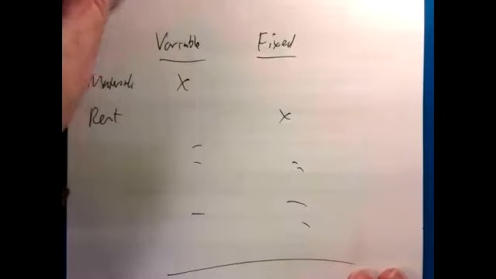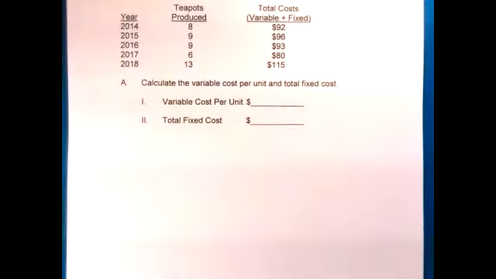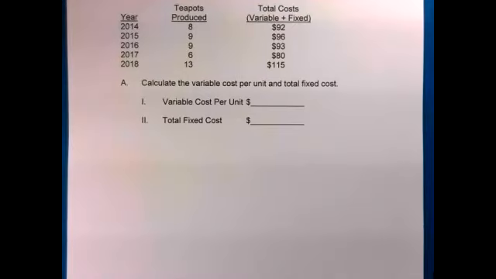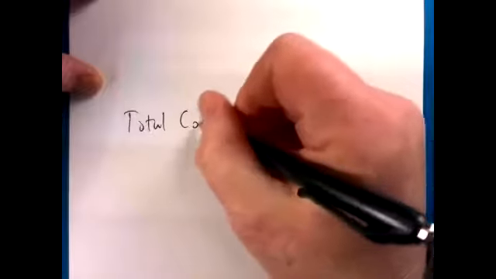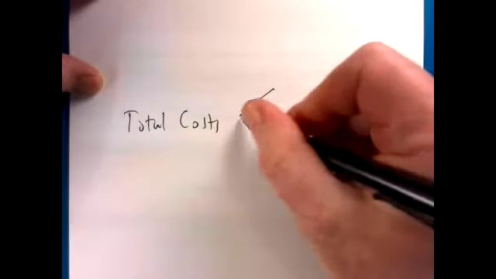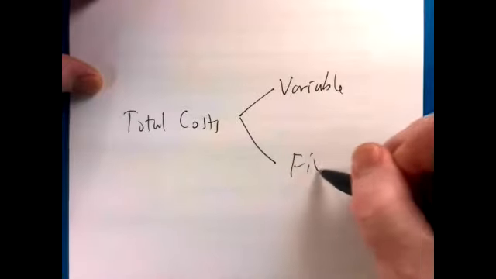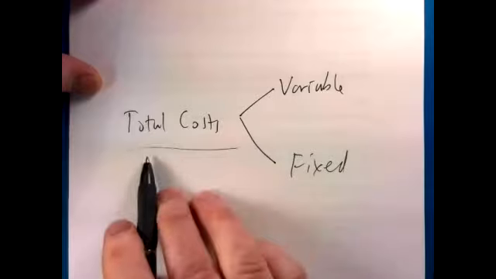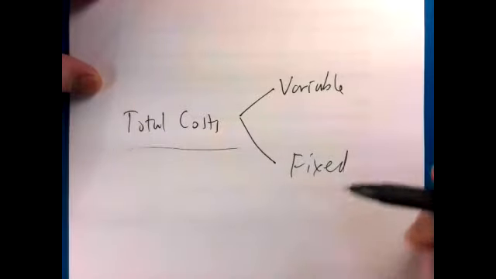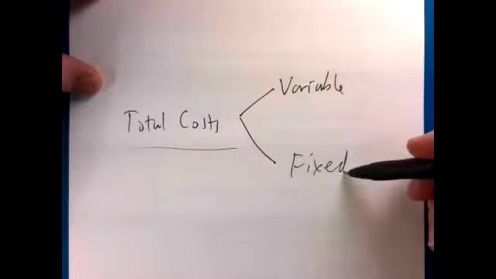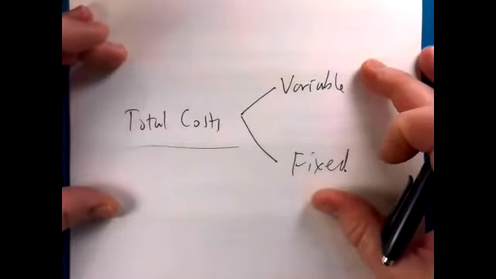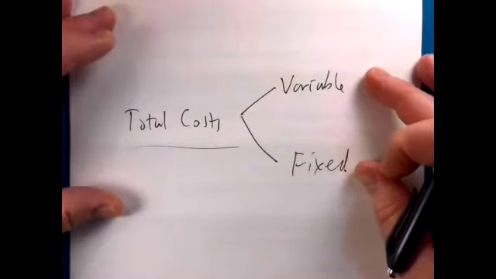So, what companies will tend to do instead is to take the total costs and separate them out between variable and fixed. The total costs are usually fairly easy to get, and then you can figure out how much of those are variable and how much are fixed. And so this is what we're going to do today. The method we're going to use is the high-low method.